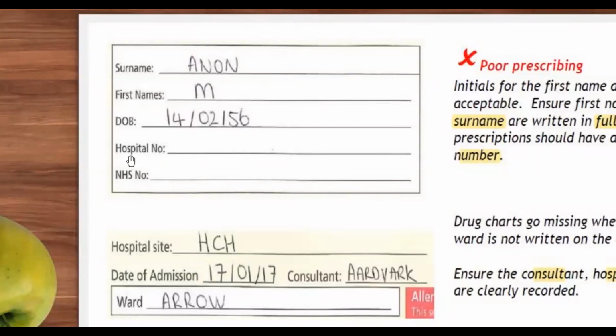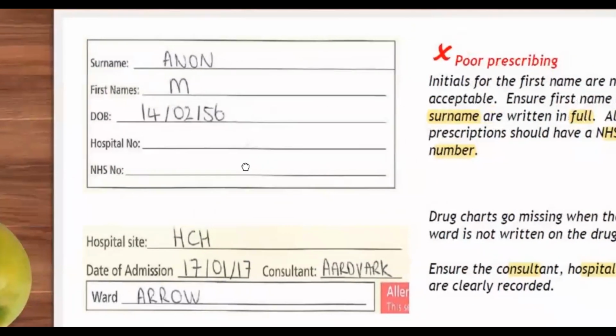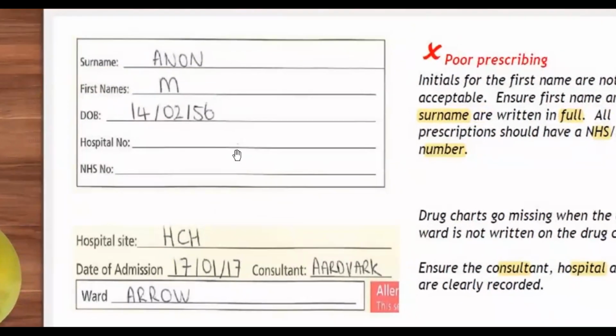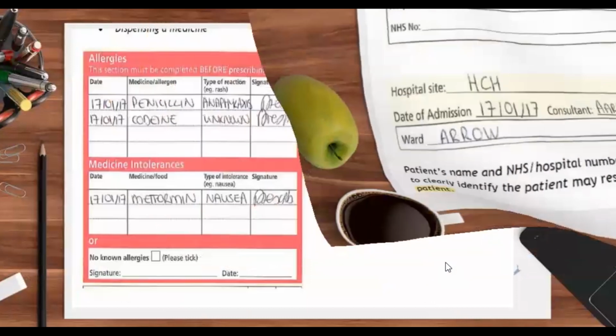Also, you have to write the hospital number and NHS number of the patient. It's important. Here, the wrong thing is that the doctor wrote the name in just one letter, and there is no NHS number. The last part, or the lower part, is okay: the hospital site, the consultant name and the ward.